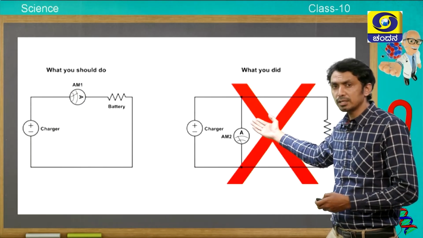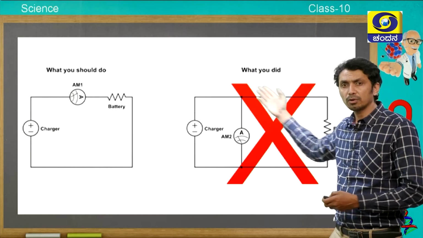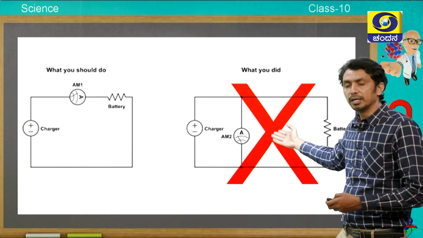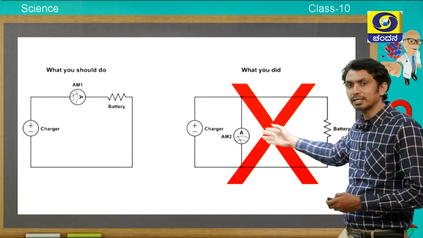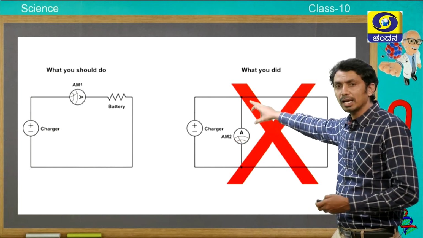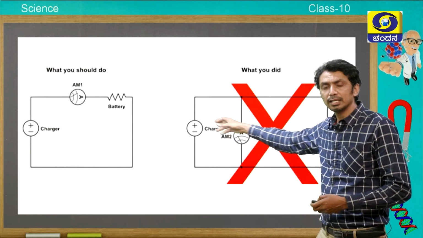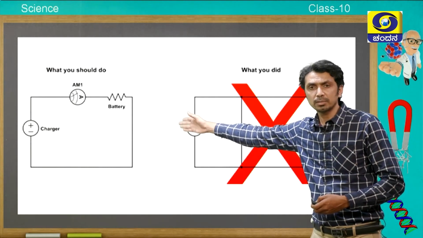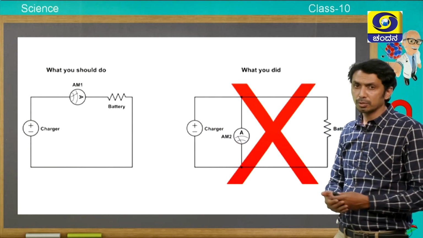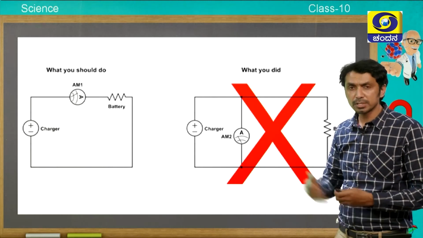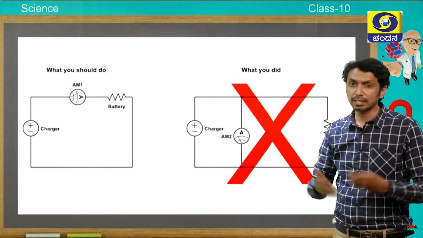Here you can see which is the right and the wrong way to connect the ammeter. This is the wrong way of connecting the ammeter to the battery, as it is connected across the battery rather than in series with the battery, which is the proper way. So are you able to make out which is the right and wrong way and the reason behind it?